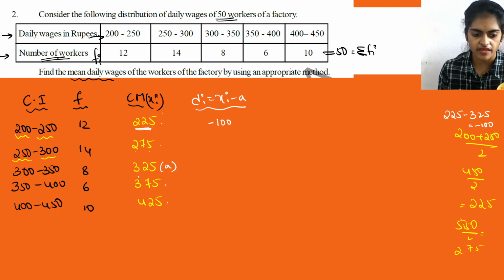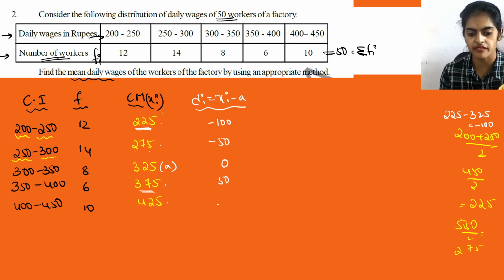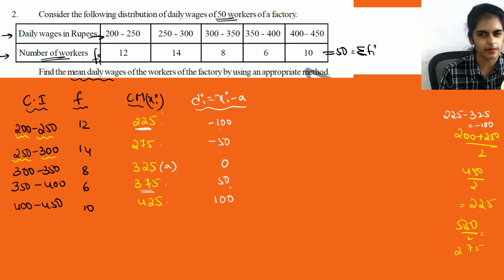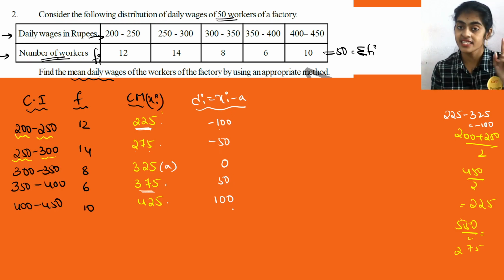Okay. Now 275 minus 325 is minus 50. 325 minus 325, 0. 375 minus 325 is 50, and here it is 100. Okay, so this is my di. If I want, I can clearly see these are all multiples of 10. Multiplication is easy, isn't it? So you can use the step deviation method.